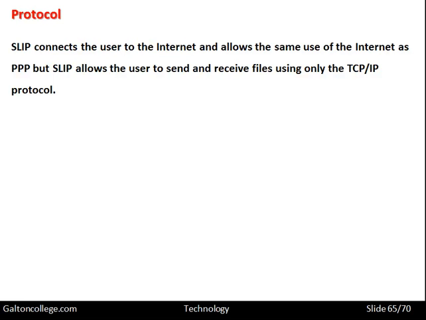The SLIP connection connects the user to the internet and allows the same use of the internet as PPP, but SLIP allows the users to send and receive files using only the TCP/IP protocol. So the SLIP connection is a little restricted because TCP/IP is not designed for security. It was designed in the early days of the internet when we didn't seem to have as many problems with hacking and stealing data and so on. But it's there and it's used.